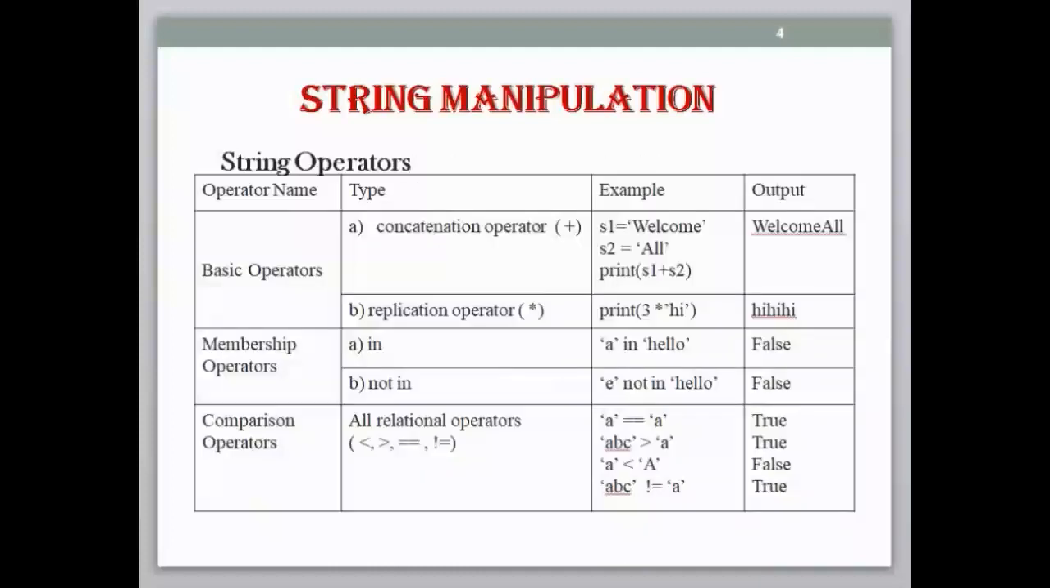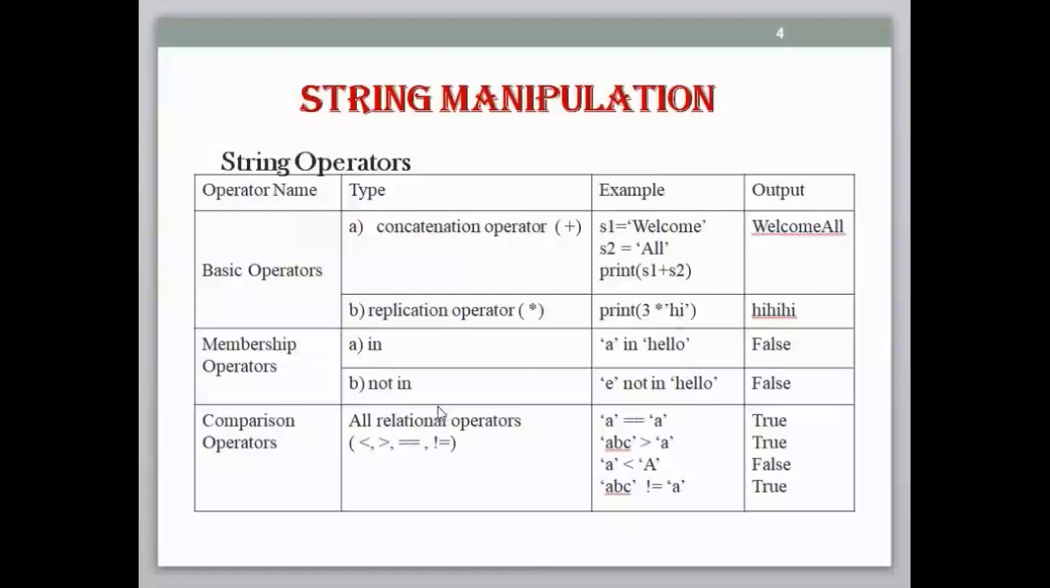Now here are some string operations, some basic operators like the concatenation operator and the replication operator. Concatenation means to join two strings. So for that we have the plus sign. S1 is welcome, S2 is all. If I print S1 plus S2, I will get welcome all. And the replication operator is asterisk. So if you print 3 asterisk hi, it will print the string 3 times.